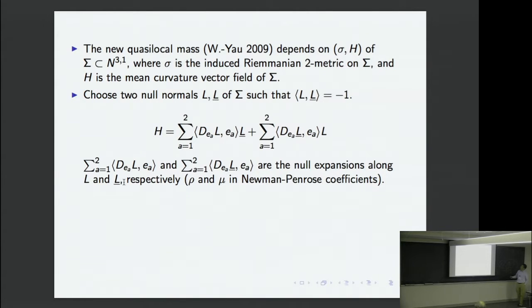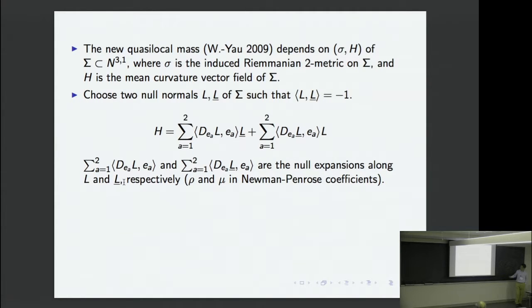And once you write it out, you notice that this L and L bar here, although we have this normalization, there's still an ambiguity in defining this. But if you write down this vector here, you notice that this ambiguity, which means you can multiply this L by a positive function and L bar by 1 over this positive function, is actually killed by this expression here. In fact, if you're more familiar with Newman-Penrose coefficients, these are just rho and mu here.